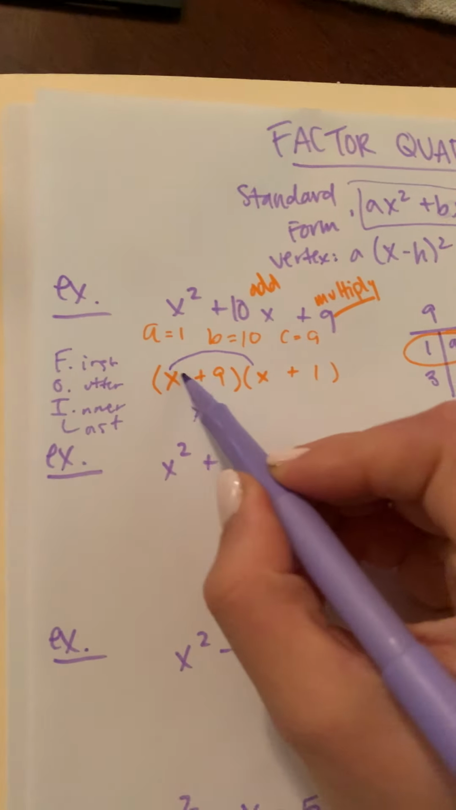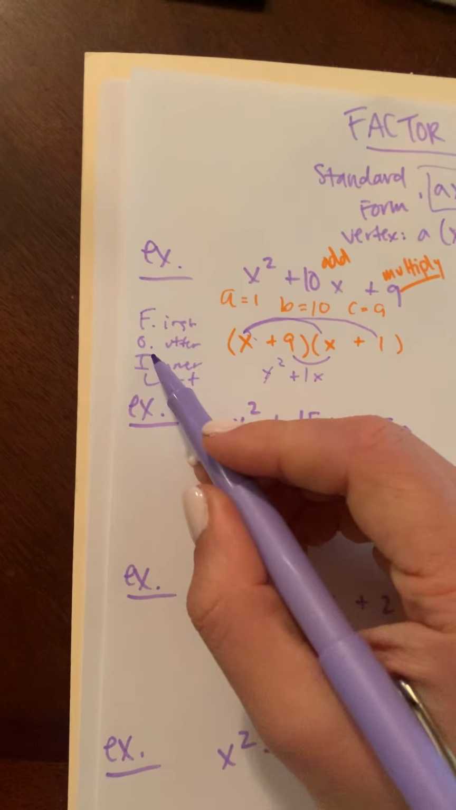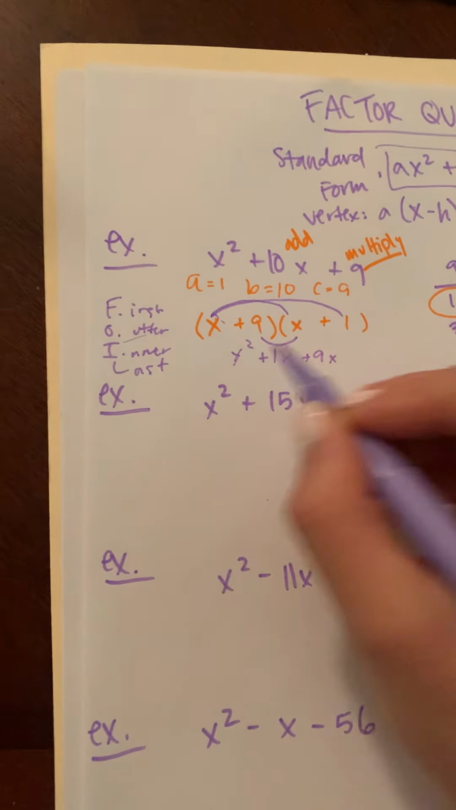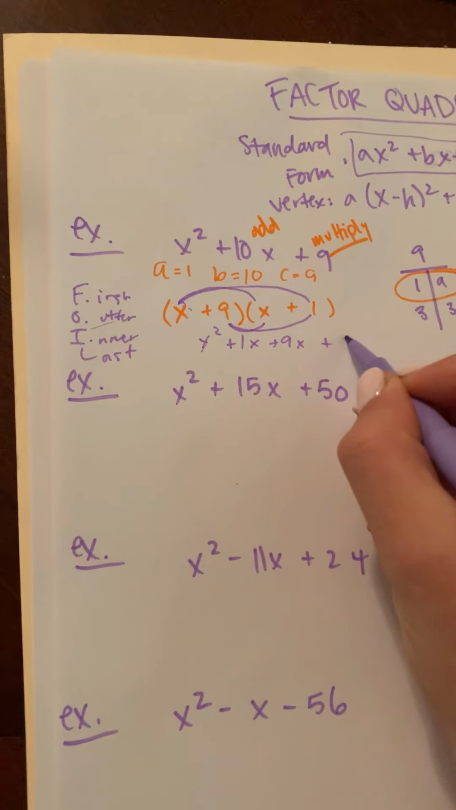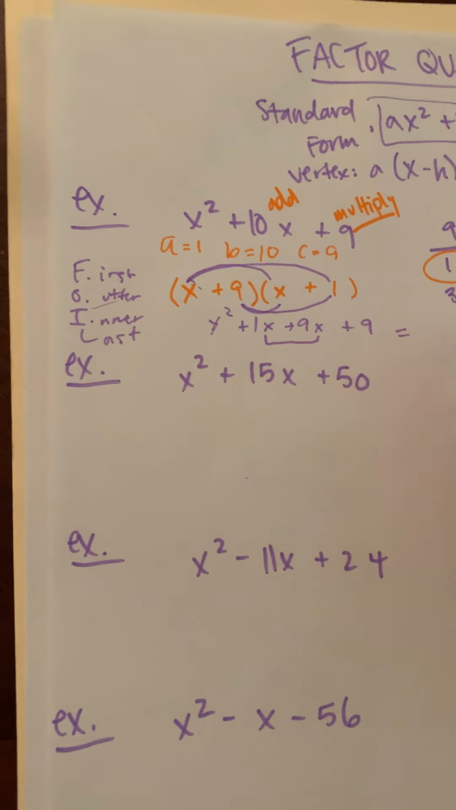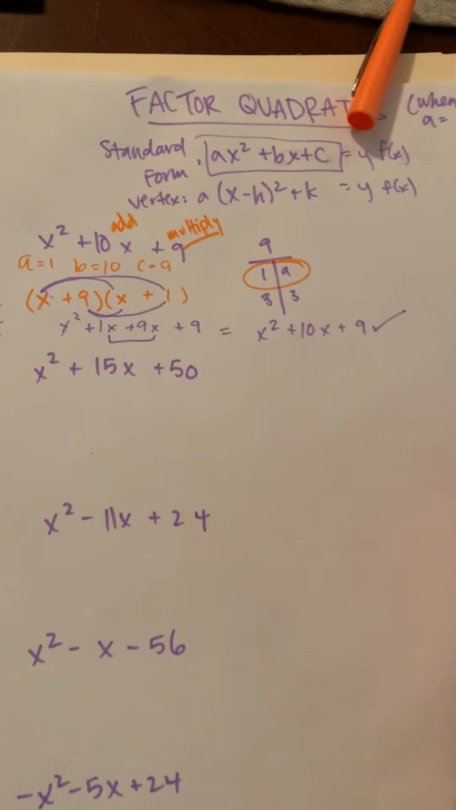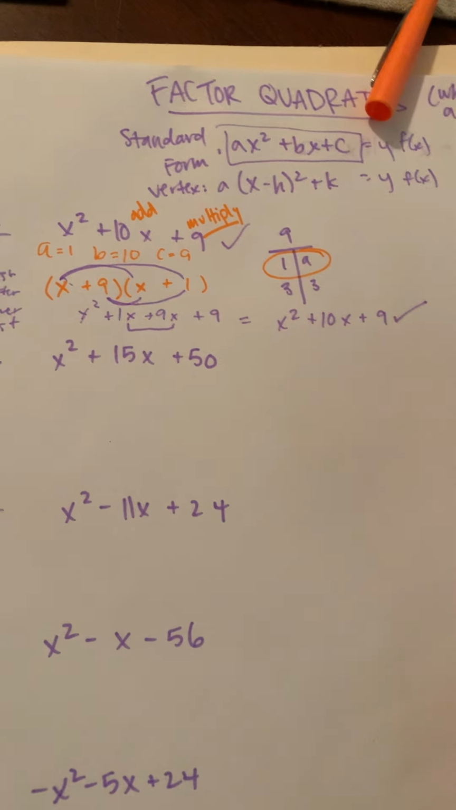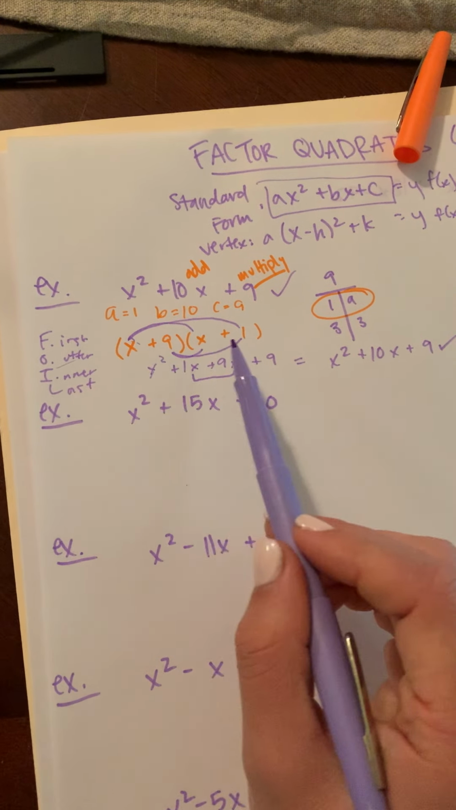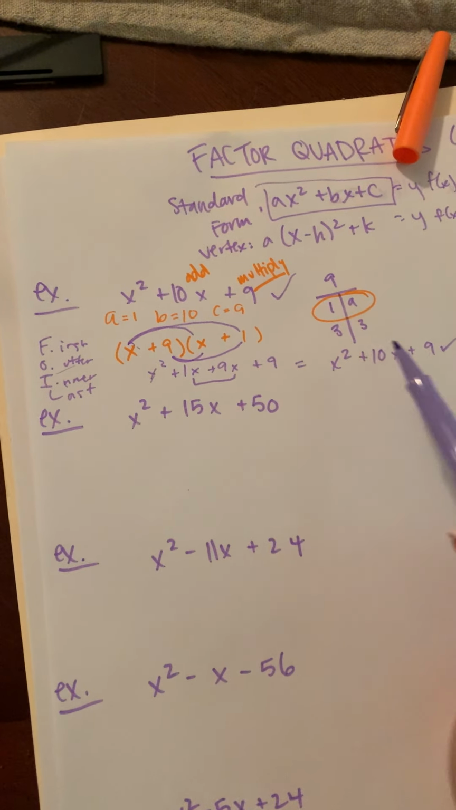Then, as we FOIL it out, we'll do x times 1, which is plus 1x. Outer, x times 1, then the inner, 9 times x, plus 9x, and then the last, 9 times 1 is 9. Then when we add these together, x squared plus 10x plus 9. Boom! We got what we wanted because we got back where we started. So that's what factoring is. It's basically finding two factors that when you FOIL it back out will go back up to the original.